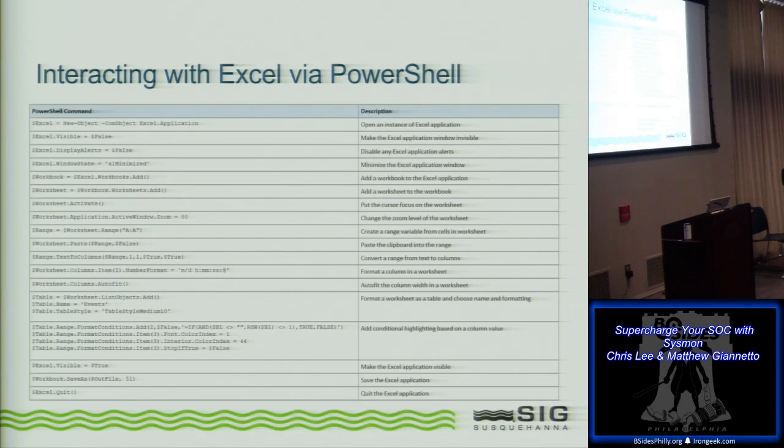It's how you open up an instance of Excel programmatically. It's how you hide the window, minimize the window. It's how you format things as tables. It's how you do conditional formatting, saving it off, closing it up, cleaning up after yourself. This is a cheat sheet to get you started. This is all available on the internet. It's just hard to root through and figure out how to start, but this is a good cheat sheet for getting started.